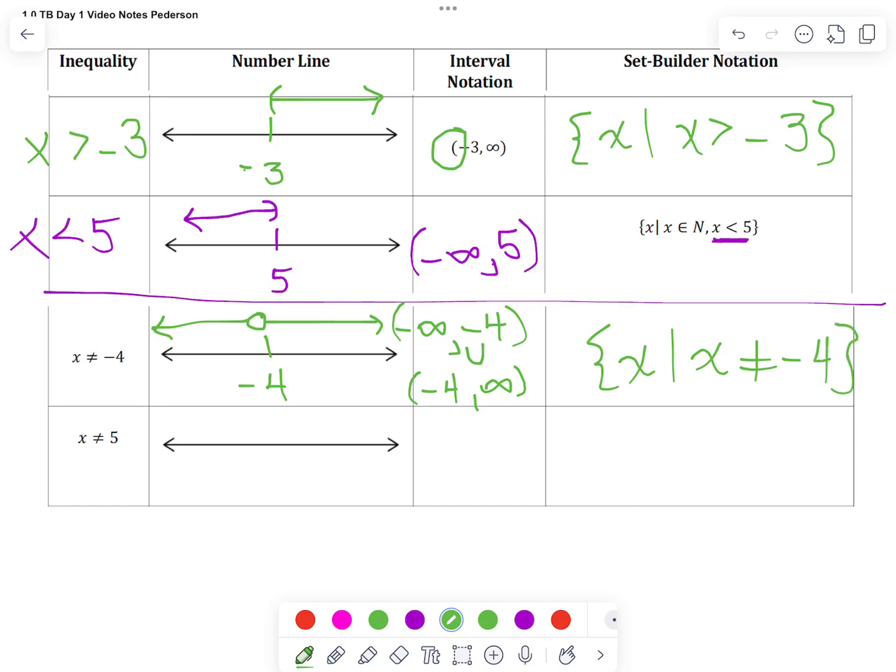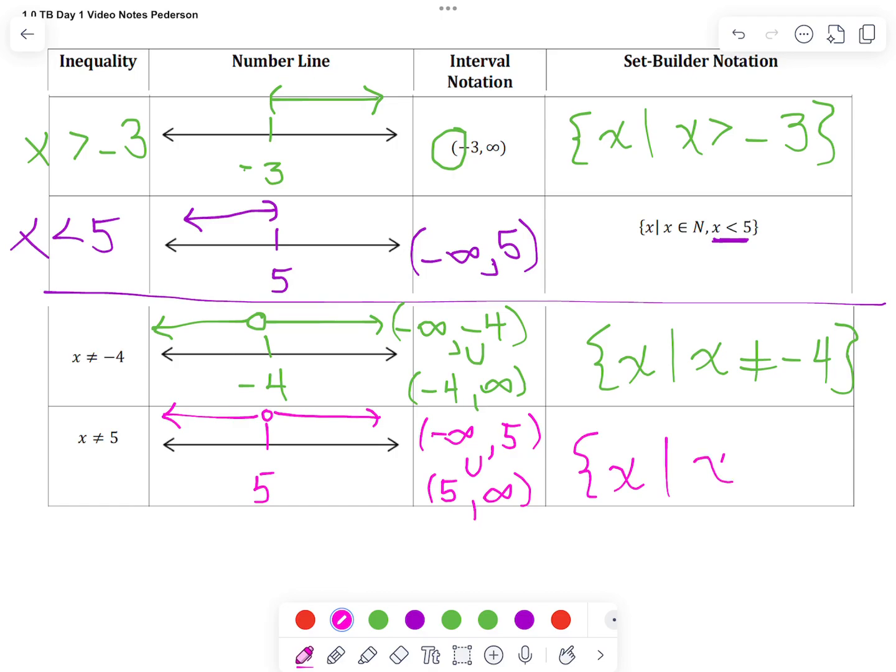And I think I'm going to skip the last one because these are pretty much the same, but I'll just draw the line here. This is just 5 open circle to the right and left of 5. Well, I'll just continue. They're pretty similar. Negative infinity to 5, or 5 to positive infinity, and then x such that x cannot be 5.